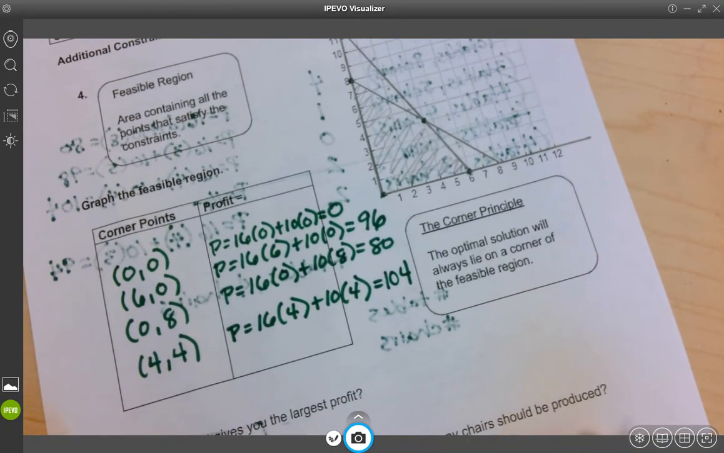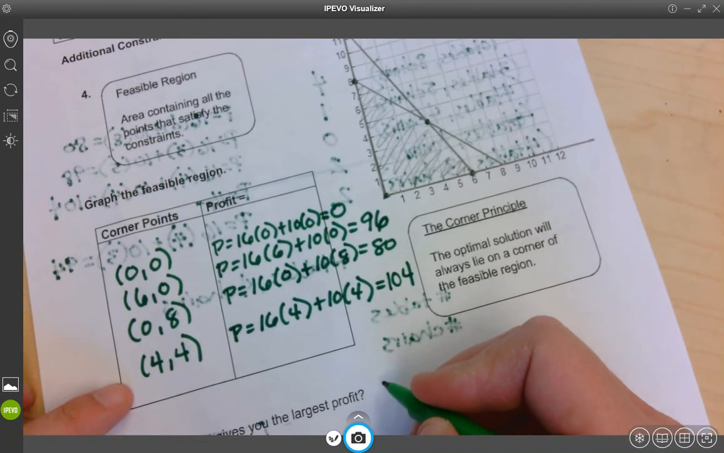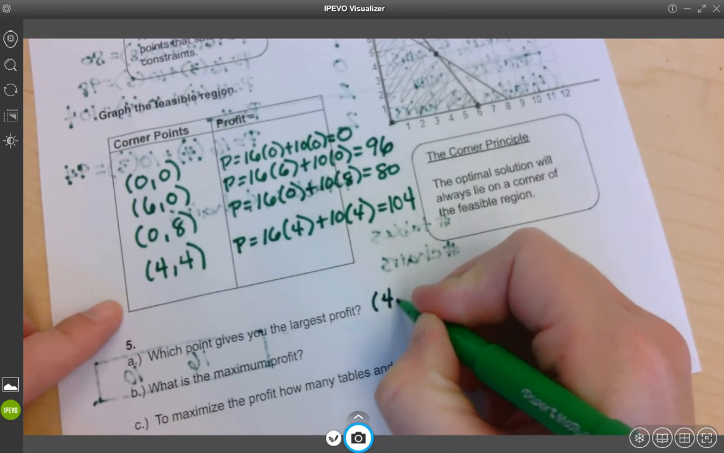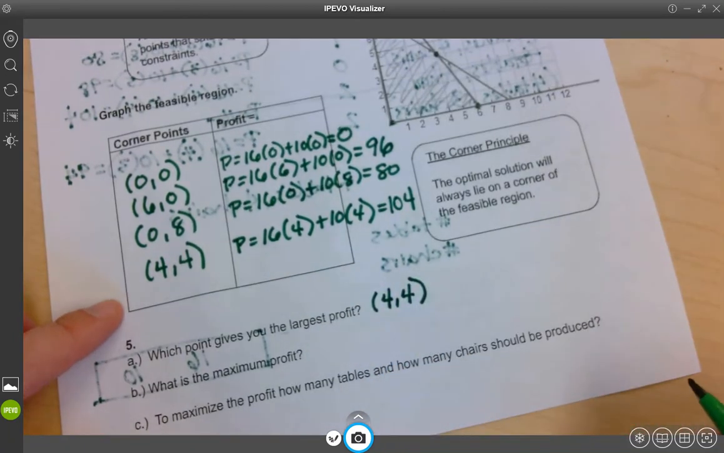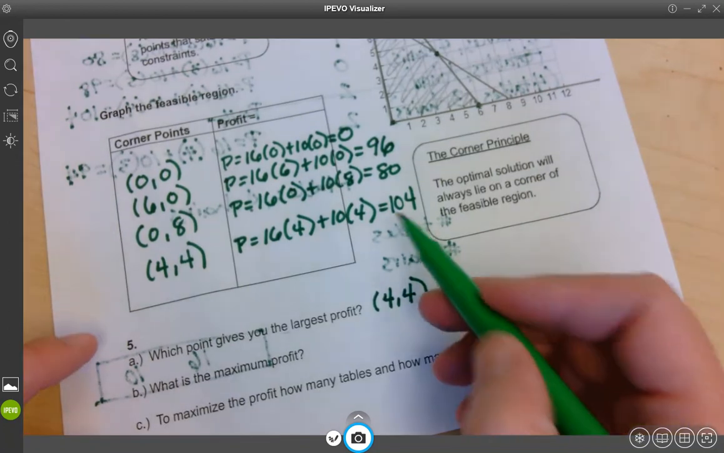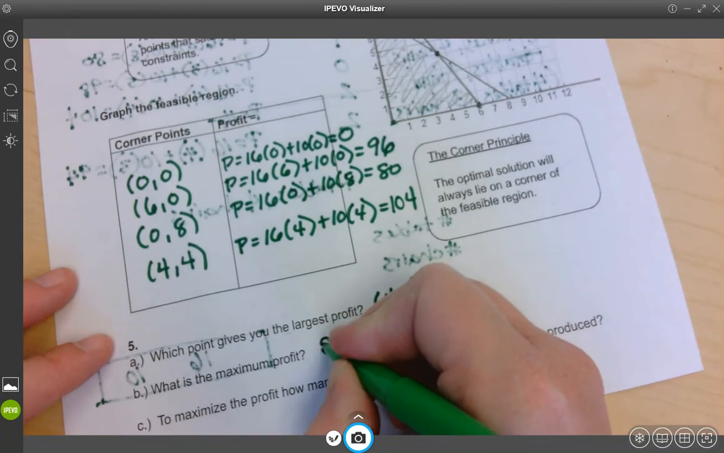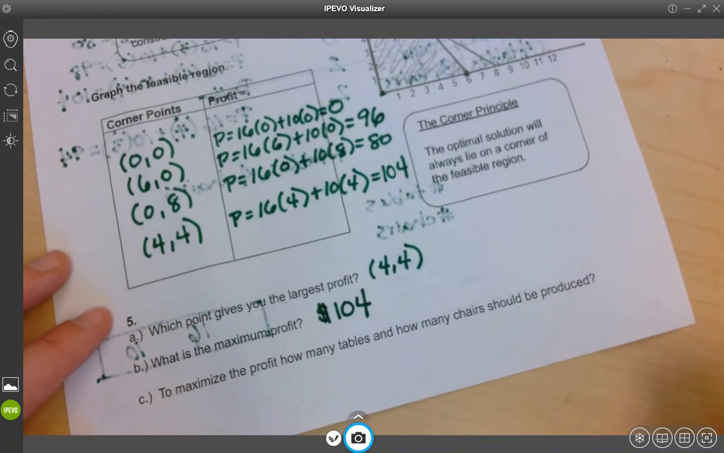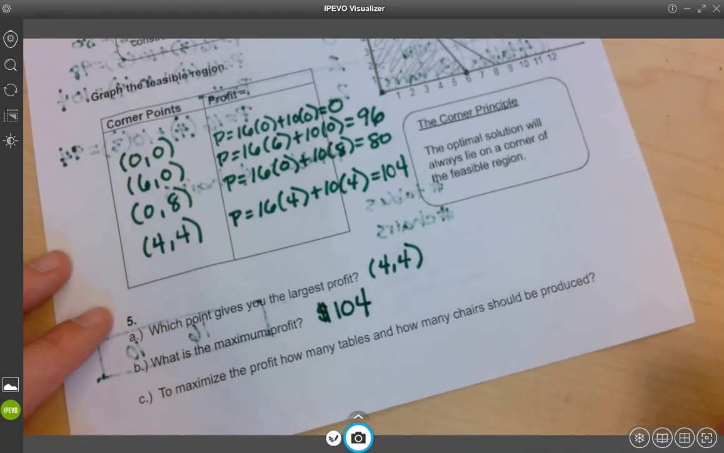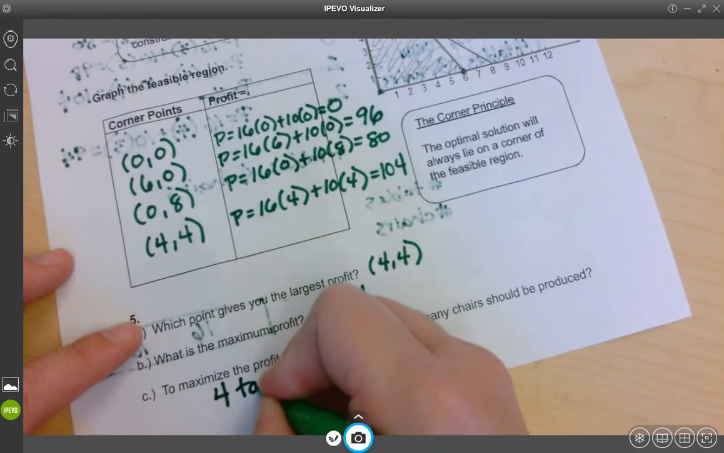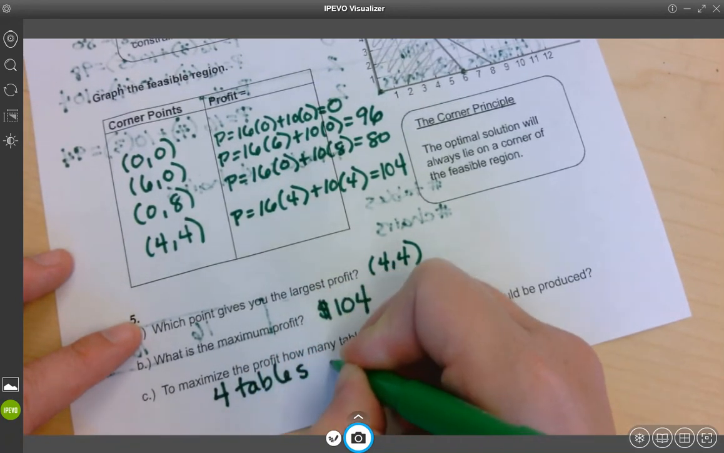Okay, so it says which point gives you the largest profit, and so we found that that point was 4, 4. How much was the maximum profit? How many dollars? Yeah, good. $104. All right, and then to maximize the profit, that means we should make how many tables? Right, this 4 means 4 tables. And then how many chairs? And 4 chairs. Well done.